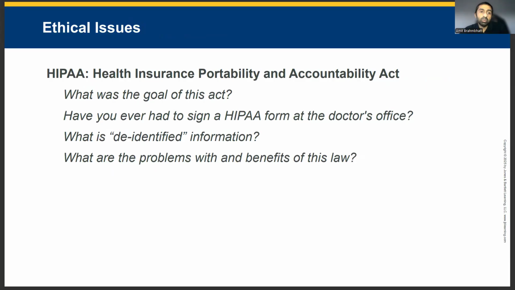The slide asks what de-identified information means. This refers to patient data stripped of personal identifiers such as name, address, social security number, or anything that could directly trace the information back to the individual. The benefits of HIPAA include stronger privacy protections and more standardized healthcare practices. However, challenges include complexity of compliance and limitations on data sharing for research. As technology evolves, maintaining privacy while enabling innovation continues to be a delicate balance.